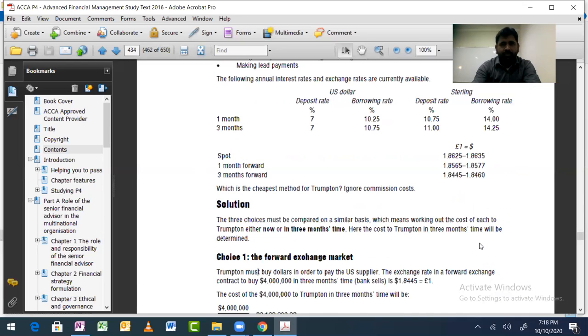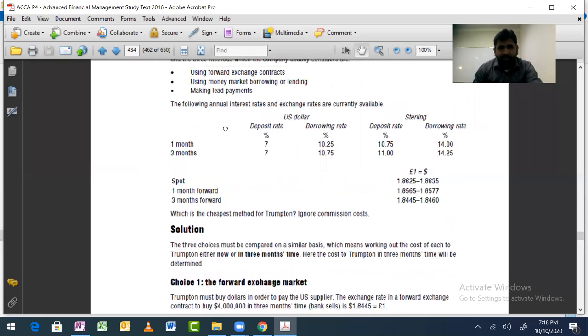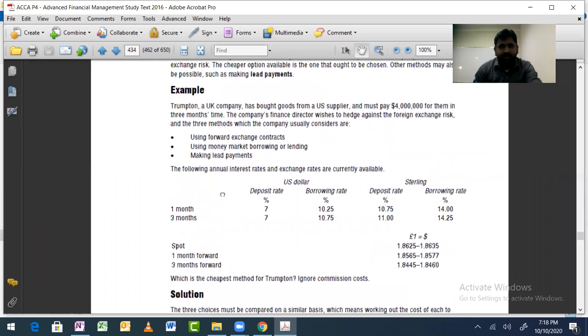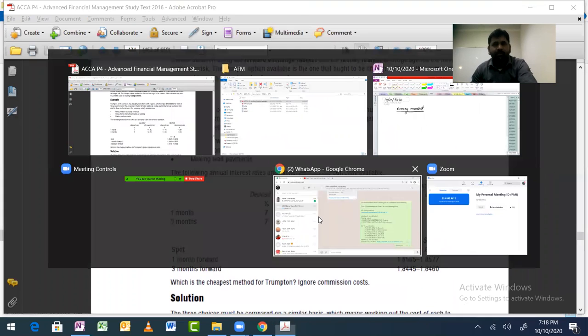Okay, I think choosing a method. Most of the questions you find in F9 are not from the F9 book, right? This is a P4 book. But I think this question is the same question, and I think this is what we did last class.